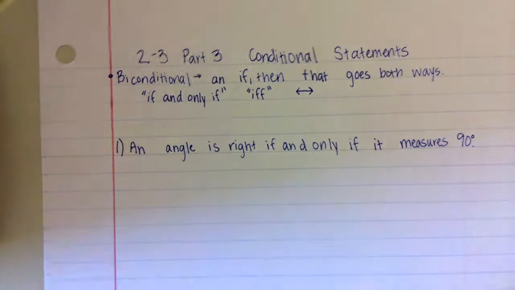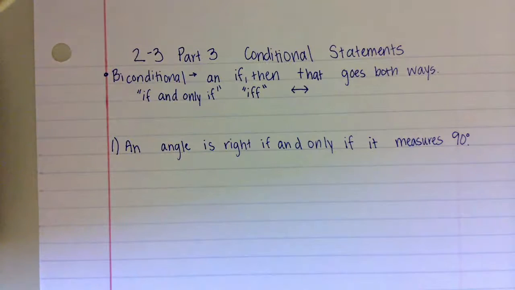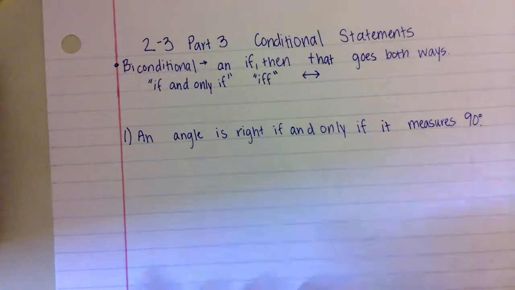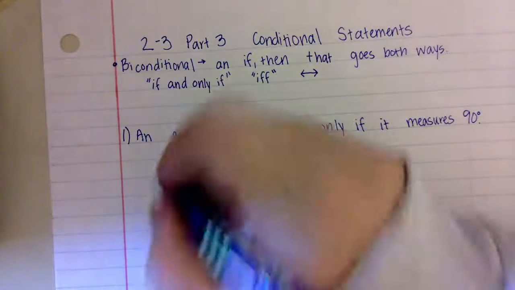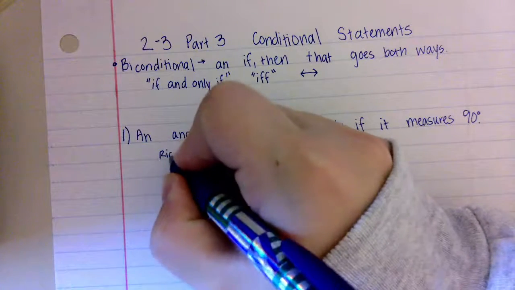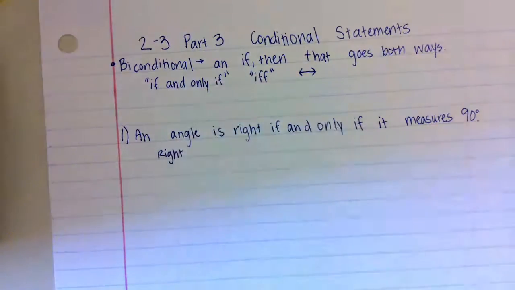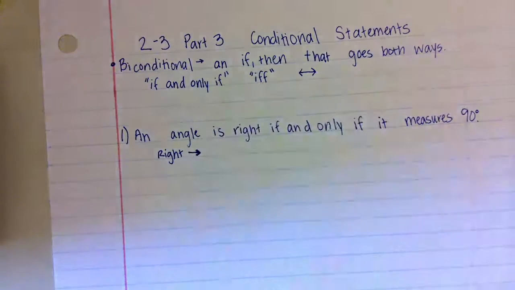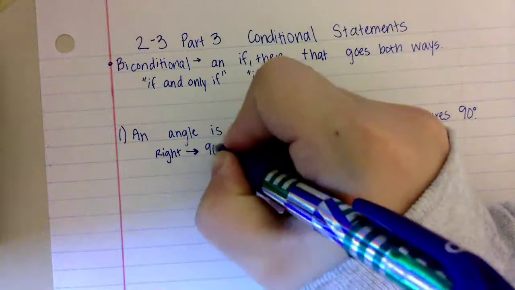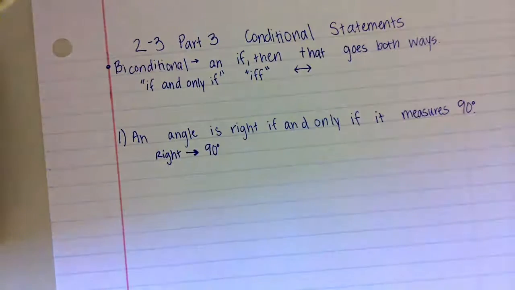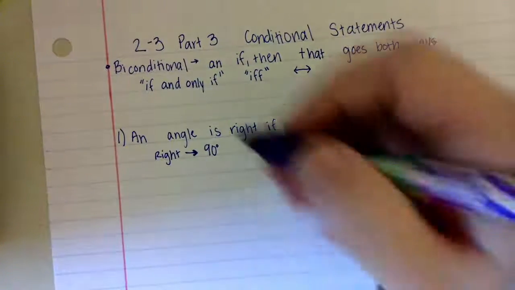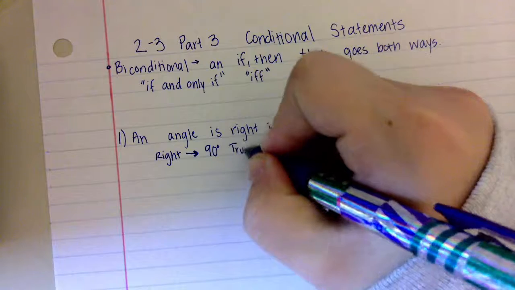Alright, so we're going to determine the truth value of this. To determine the truth value, we are going to think about both directions. We start with the angle is right. If we have a right angle, then does that mean it's 90 degrees? If I tell you to draw a right angle, does that mean you have to draw an angle at 90 degrees? Yep, you would, so that's true.